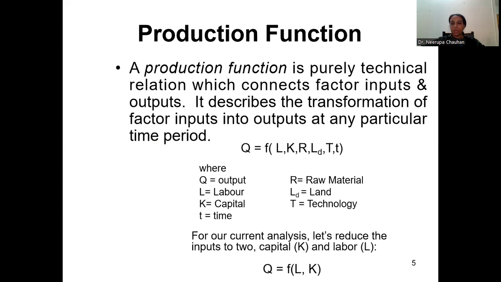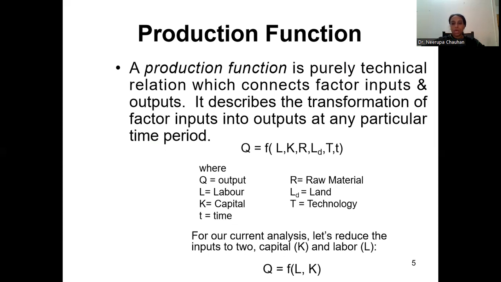So what are the production functions that we have? Production functions involve labor, raw material, land, technology, time, capital. So let's see from the definition. A production function is a purely technical relation which connects factors, inputs, and outputs. It describes the transformation of factors, inputs into outputs at any particular time period.